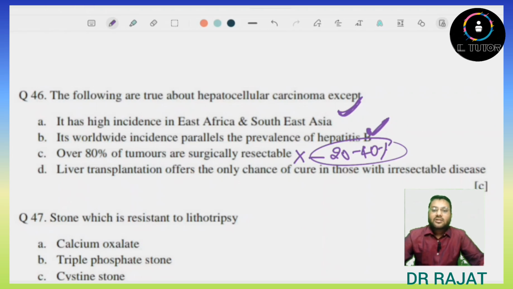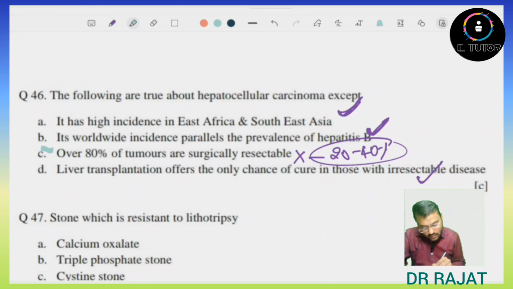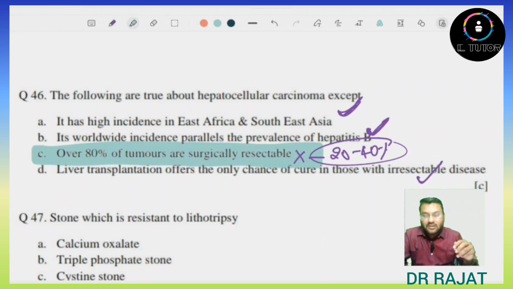And liver transplantation offers the only chance of cure in those with the resectable disease. So this is true because after the 20 to 40%, the remaining patients in which the disease is irresectable, then liver transplantation is the only method of cure. So this is again true. So answer here will be option number C, that over 80% of the tumors are surgically resectable. This is a false statement.